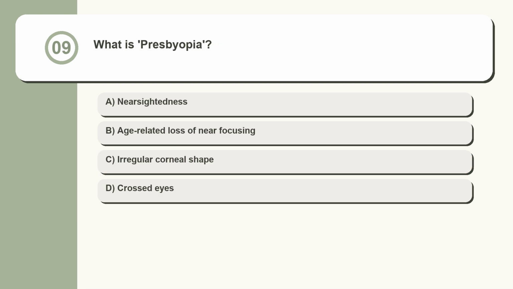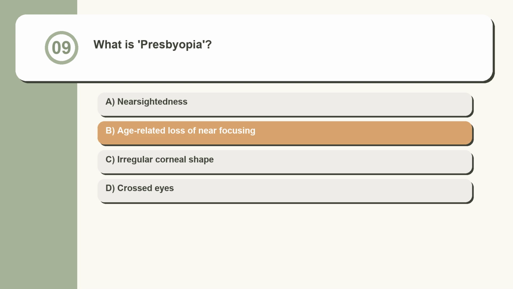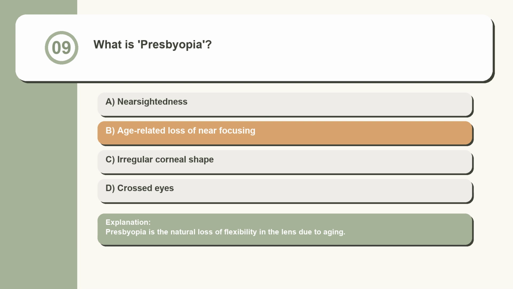Question 9. What is presbyopia? Nearsightedness, age-related loss of near focusing, irregular corneal shape, crossed eyes. Presbyopia is the natural loss of flexibility in the lens due to aging.